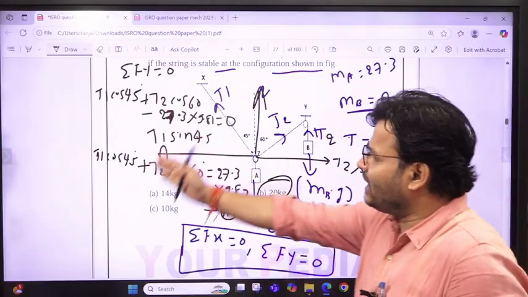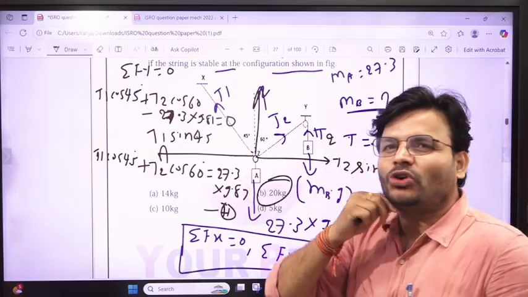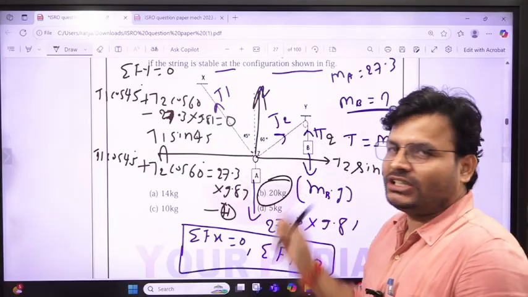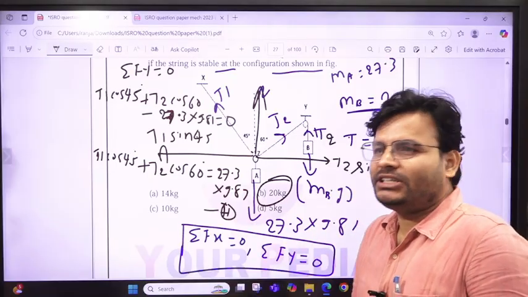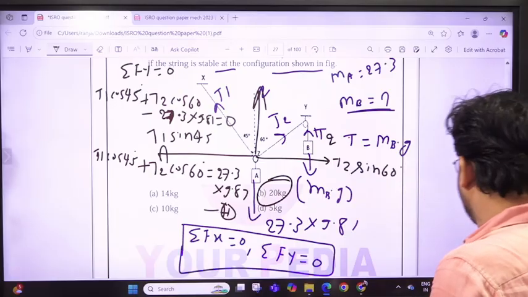So simply I have just done the balance, but yes, one concept is there. In a single string, the tension will be the same throughout. That is the only concept that you have to remember. The rest of the things will come automatically, right?